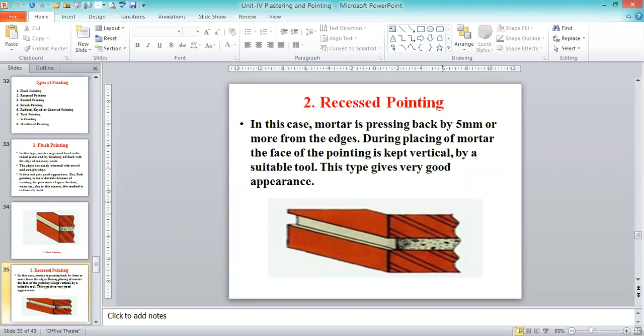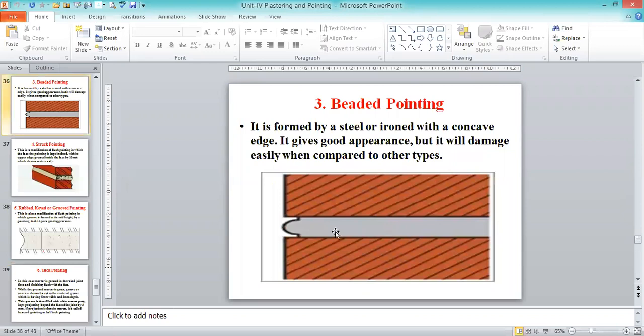You are done with the mortar. Next is beaded pointing. What is beaded pointing? Here we can see the complete joint provided for the masonry work. It is formed by steel or iron with a concave edge.